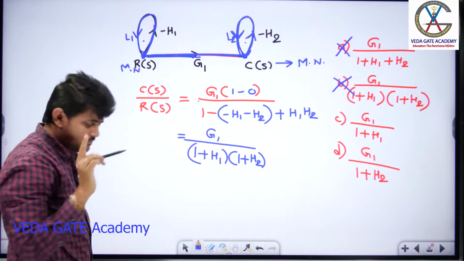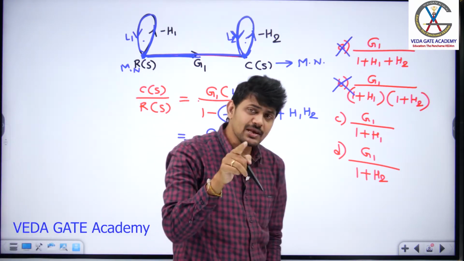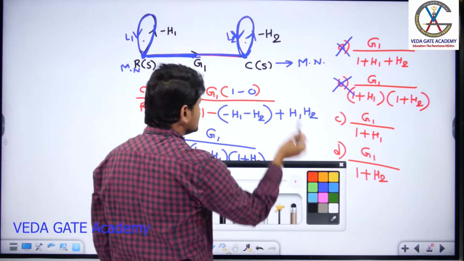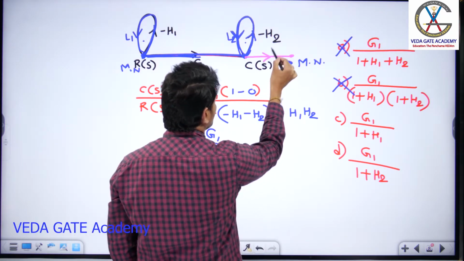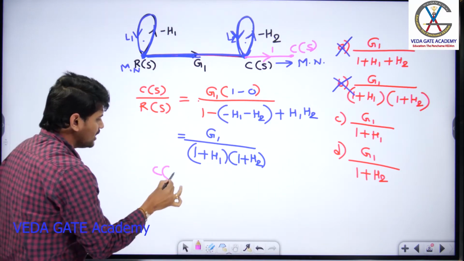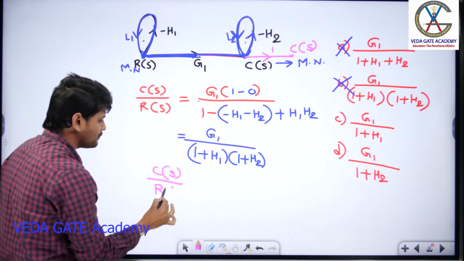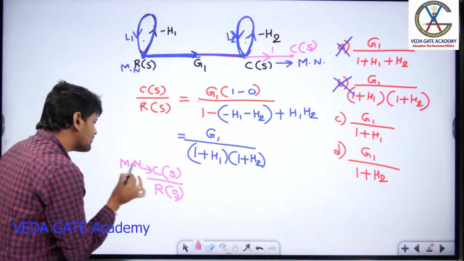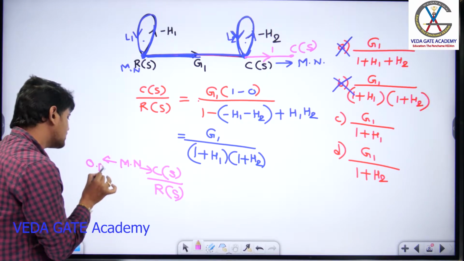Okay. But previously I gave one statement that any mixed node can be converted into an output node. That means, suppose I want to convert the C of S node into an output node, I am going to add one outgoing branch with unity gain. I need to determine C of S by R of S. Yes or no? Here C of S is a mixed node, but anyway I can convert this mixed node into an output node. Yes or no, guys?